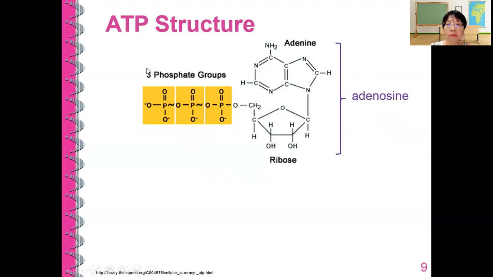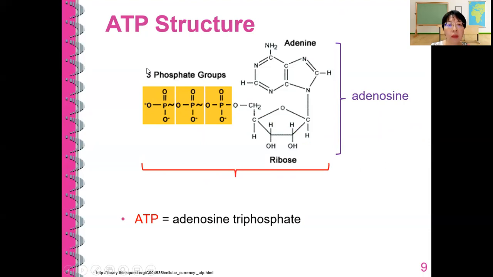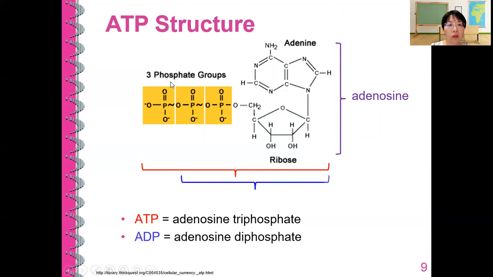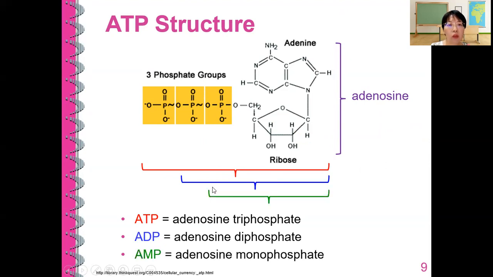Okay, next. So this adenosine triphosphate: when you remove one phosphate, it's adenosine diphosphate. When you remove another one, you are left with adenosine monophosphate. So ATP, ADP, AMP.